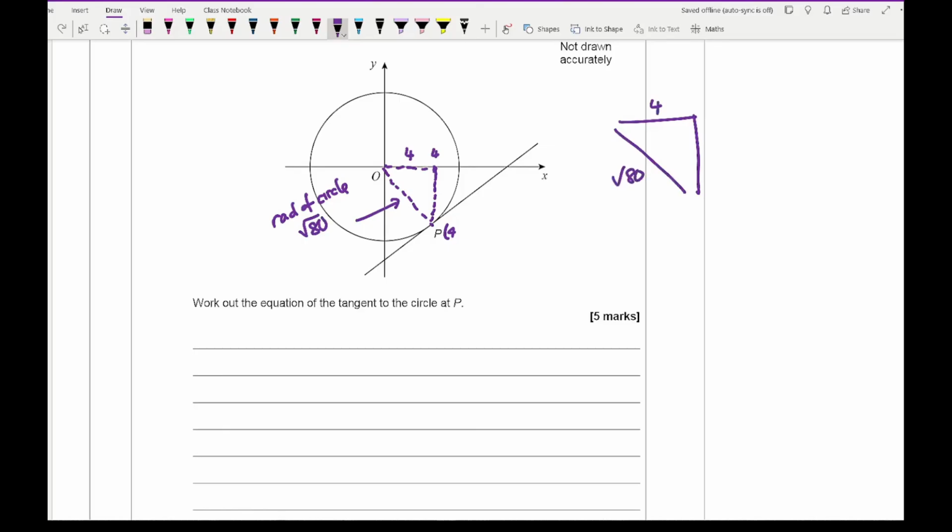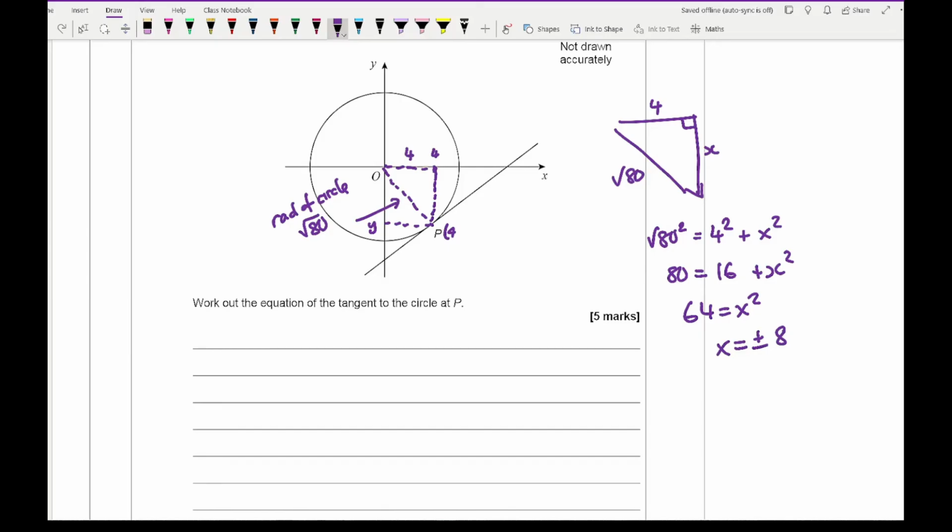I can then work out what this length here is going to be, because that is going to give me my y ordinate. So from this I can use Pythagoras. Root 80 squared equals 4 squared plus x squared. So root 80 squared is 80, equals 16 plus x squared. So 80 take away 16 gives me 64 equals x squared. So x equals plus or minus 8.